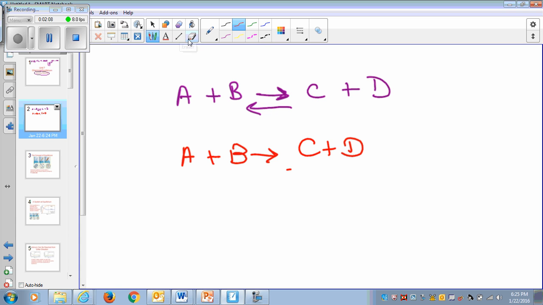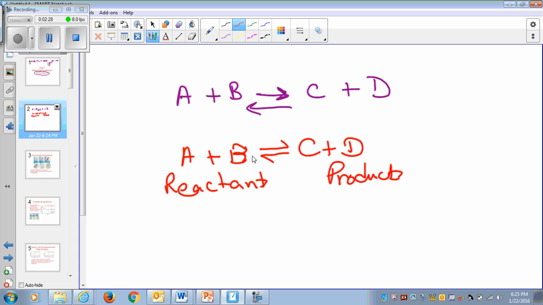What I wanted to say is that I can have double arrows, or I can have a half arrow, where the direction goes this way or goes this way. That means it is a reversible reaction, that my reactants are producing products, and at the same time my products are converting back into the reactants. Okay, so that's a reversible reaction.